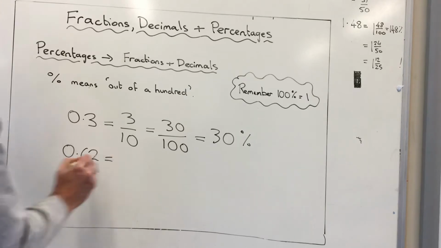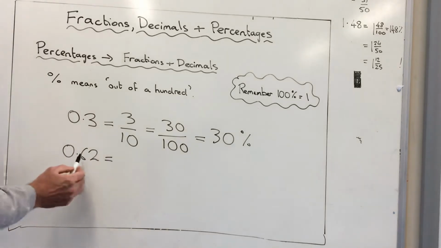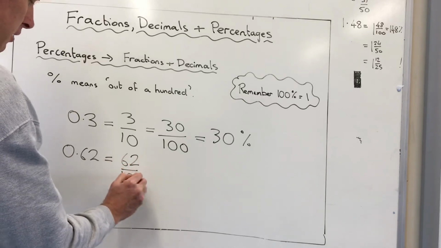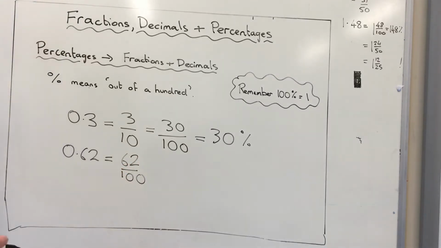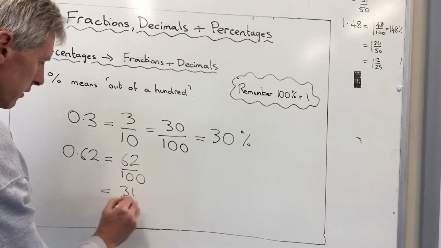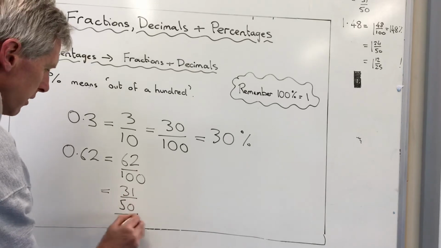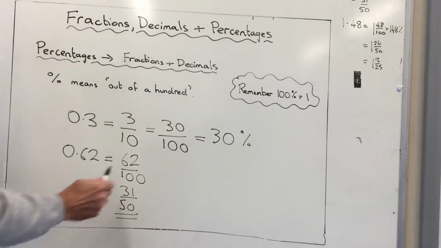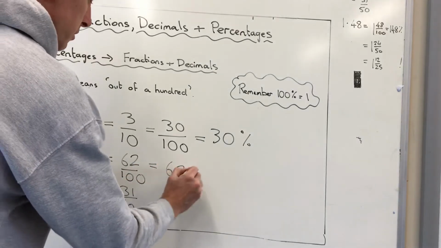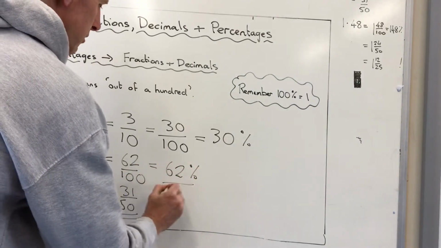Another one, 0.62. Okay, 62 hundredths. Well, there's a fraction straight away. We should put that into lowest terms. Divide top and bottom by 2, 31 over 50. And for our percentage, 62 hundredths means out of 100, so it's simply 62%.